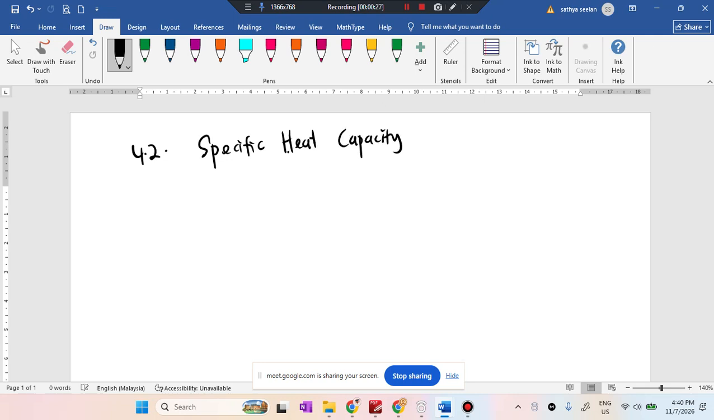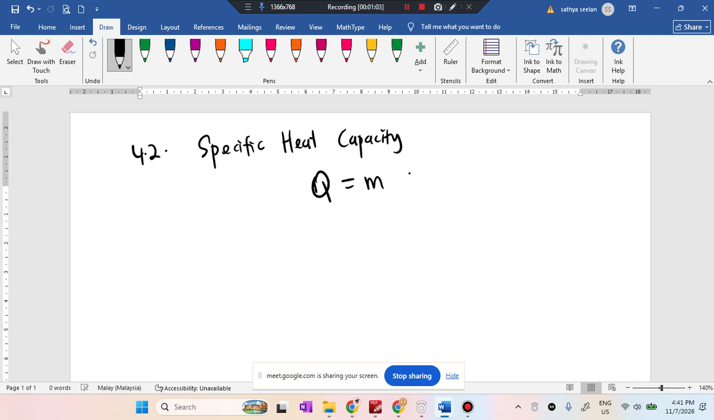This is a measure of a substance, how fast you can get it hot and cold. If the specific heat capacity is low, that means the object can get hot or cold faster. Conversely, if the specific heat capacity is high, then it takes a longer time to get hot or cold. And what is the formula?